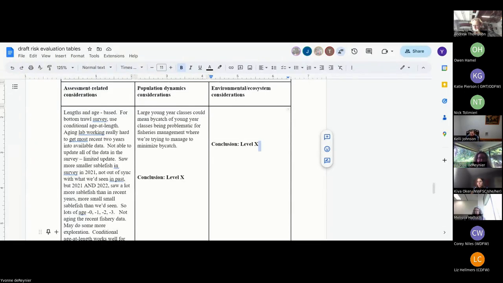Do that so we can remind ourselves of the risk classification table. Okay, so what we're seeing, I think maybe we conflated population dynamics and the risk and... go ahead, Corey.